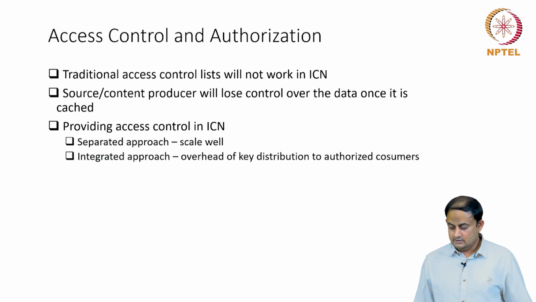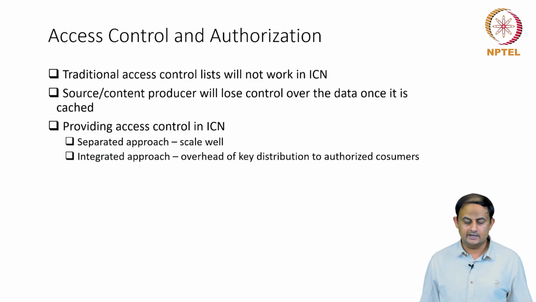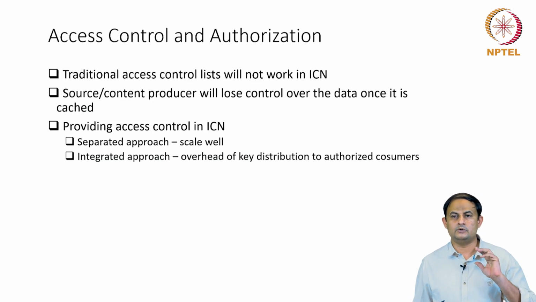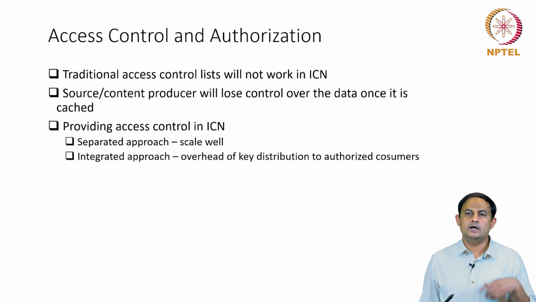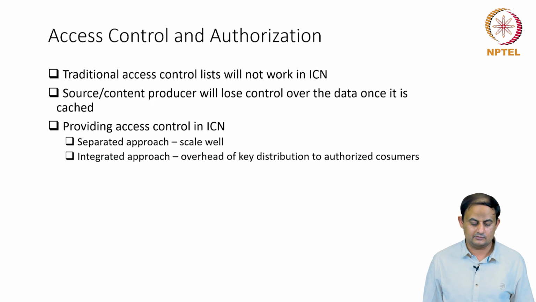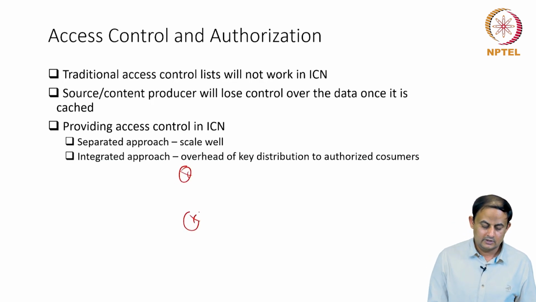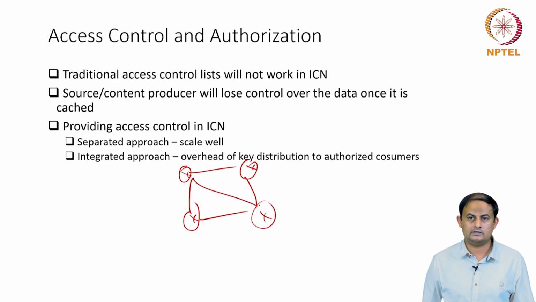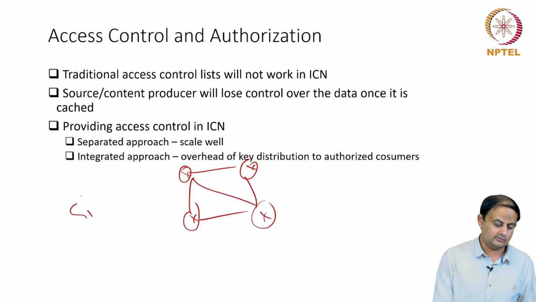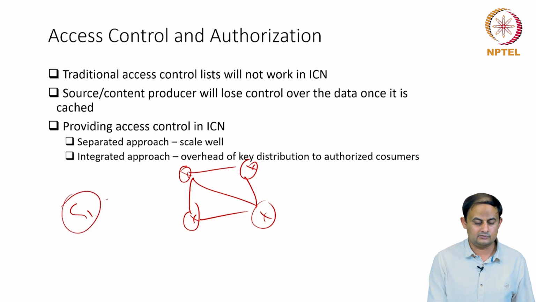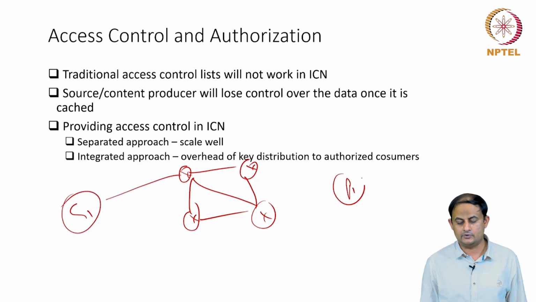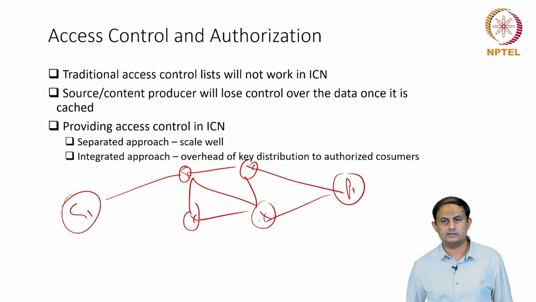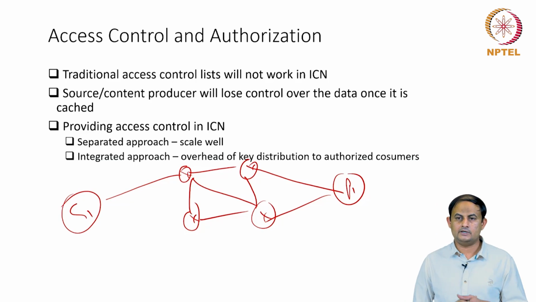One is you bring a separate entity into the network whose principal job is to authenticate a particular user and authorize whether he should be allowed to access the content or not. So what I am talking about is, there are some routers which are internally connected in some fashion, and there are some consumers who are interested in some content. There are some producers generating the content and supplying it to different users through these intermediate routers.